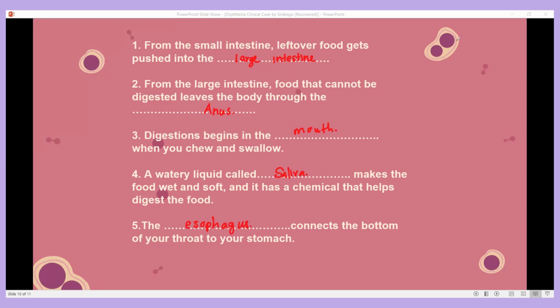So today in this video we have looked at the digestive system. We spoke about the parts of the digestive system, the main parts and the accessory parts, and then we have spoken about the main functions that are done by each of these organs.